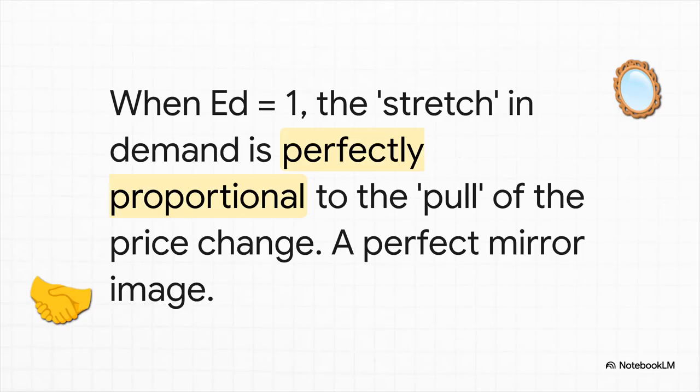It's telling us that the demand for this product has a perfectly proportional relationship with its price. Now, when that calculation comes out to exactly 1, economists have a name for it: unitary elastic demand. And going back to our analogy, it means the rubber band stretched in perfect proportion to how hard we pulled it. The change in demand perfectly mirrored the change in price.